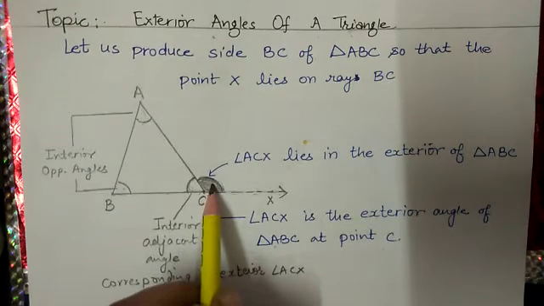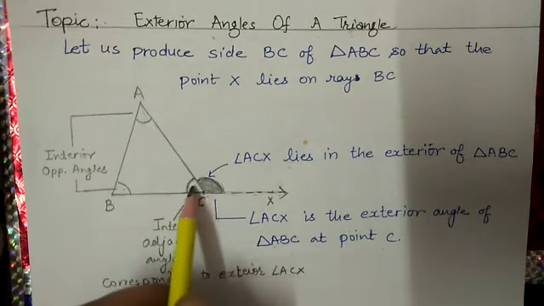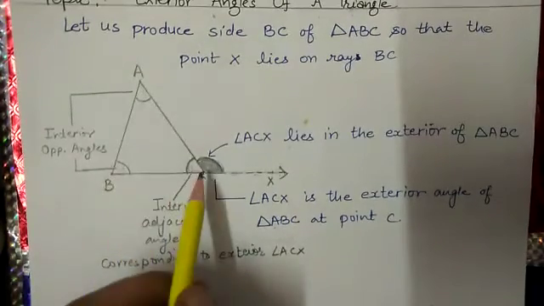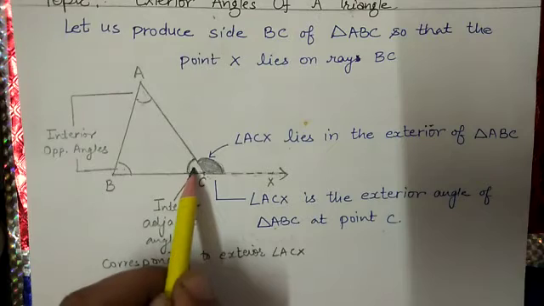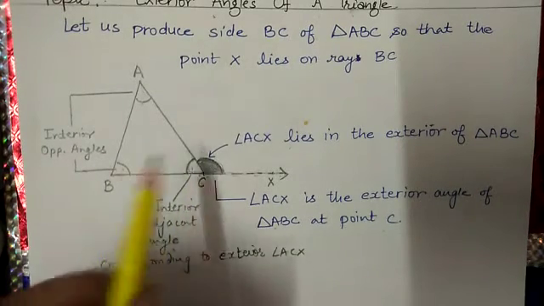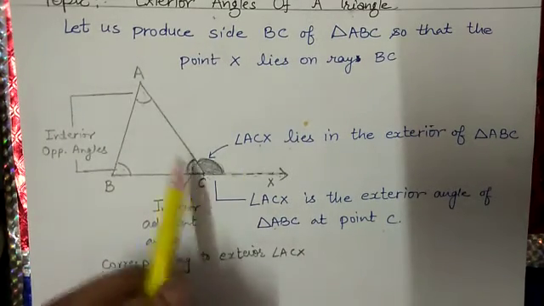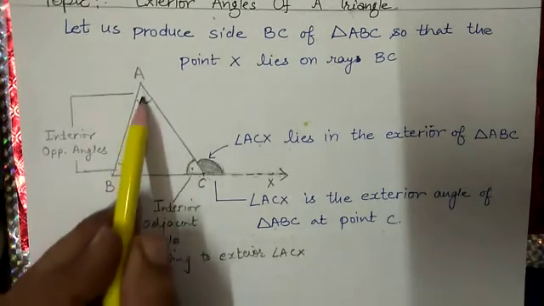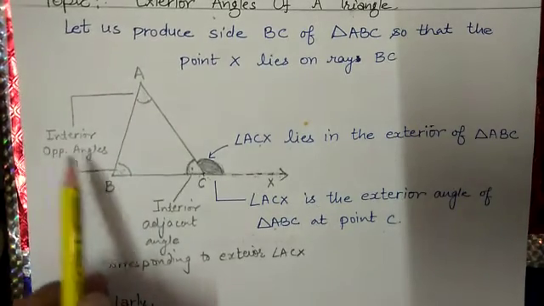This is the exterior angle. This is the interior angle. When two angles are formed on the same vertex, then this is known as the interior adjacent angle corresponding to this exterior angle. Now this is the interior adjacent angle of this angle. Now these 2 points are opposite to vertex C. So angles formed at A and B are known as its interior opposite angles.